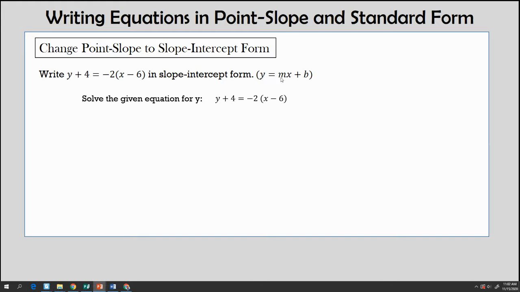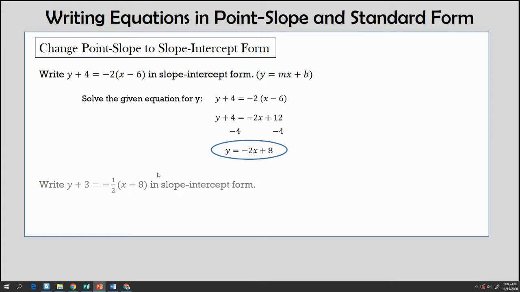I want it to be y equals mx plus b. Okay, so to solve this for y, the first thing we got to do is distribute that negative 2 through the parentheses. Okay, and then we're going to isolate y. So we're going to subtract 4 from both sides, and I got y equals negative 2x plus 8. I'm done. That's it. So now we've converted from point slope to slope intercept, and it's really simple to do.